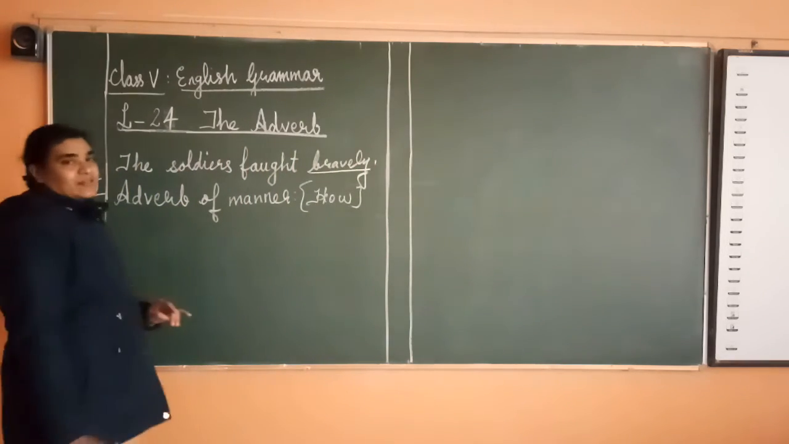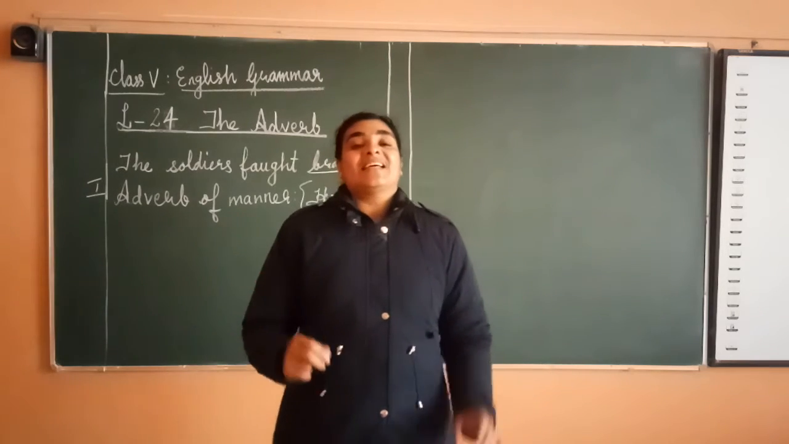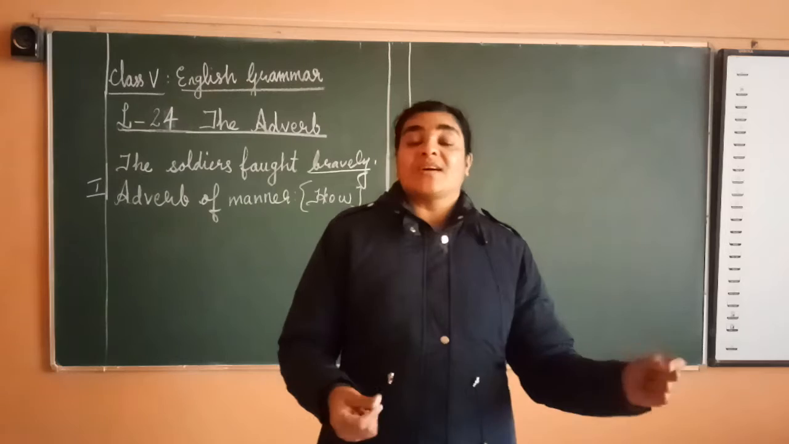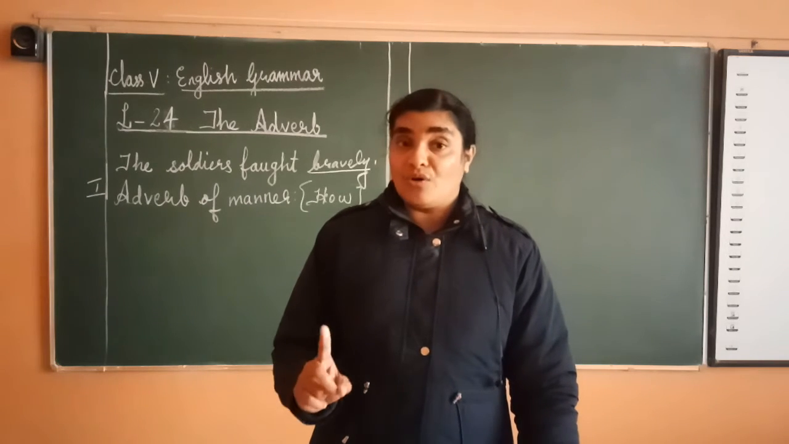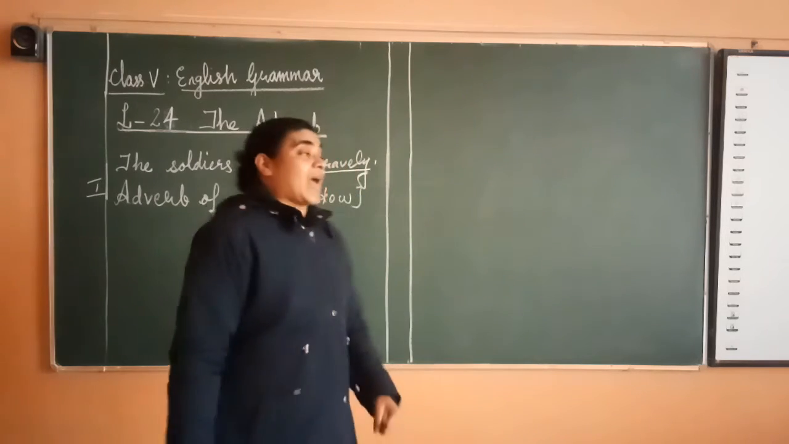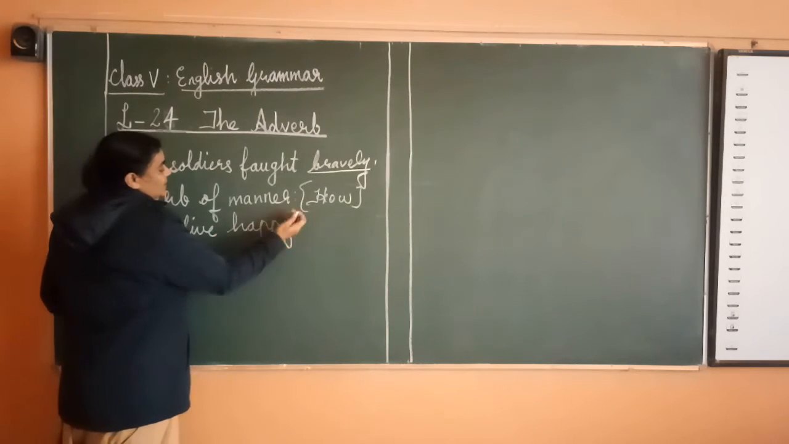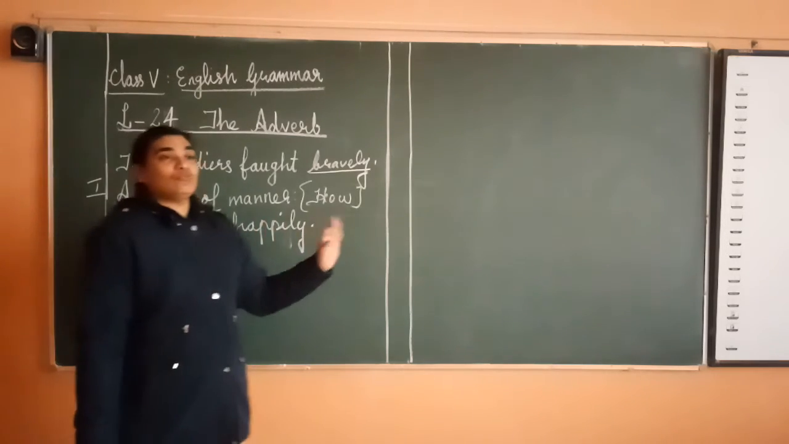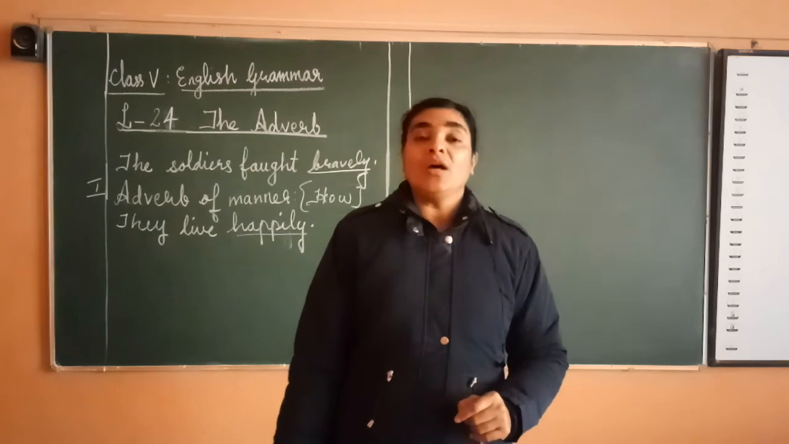Ananya walks gracefully. Another example I can give you: the nightingale sang sweetly. How did the nightingale sing? The nightingale sang sweetly. How did Ananya walk? Ananya walked gracefully. Another example: you should speak softly. How do you need to speak? You should speak softly. And another: they lived happily. How did they live? They lived happily. So the word happily shows that this sentence has an adverb of manner.